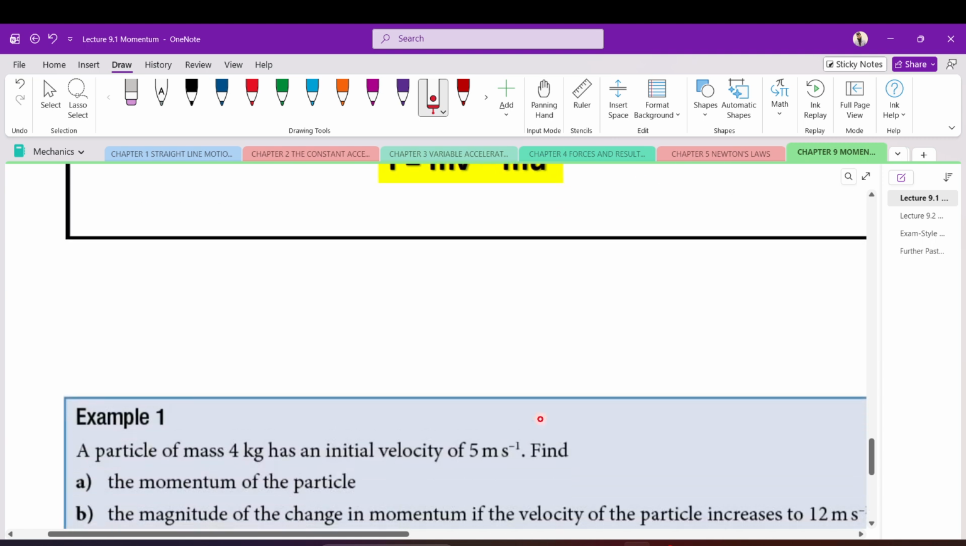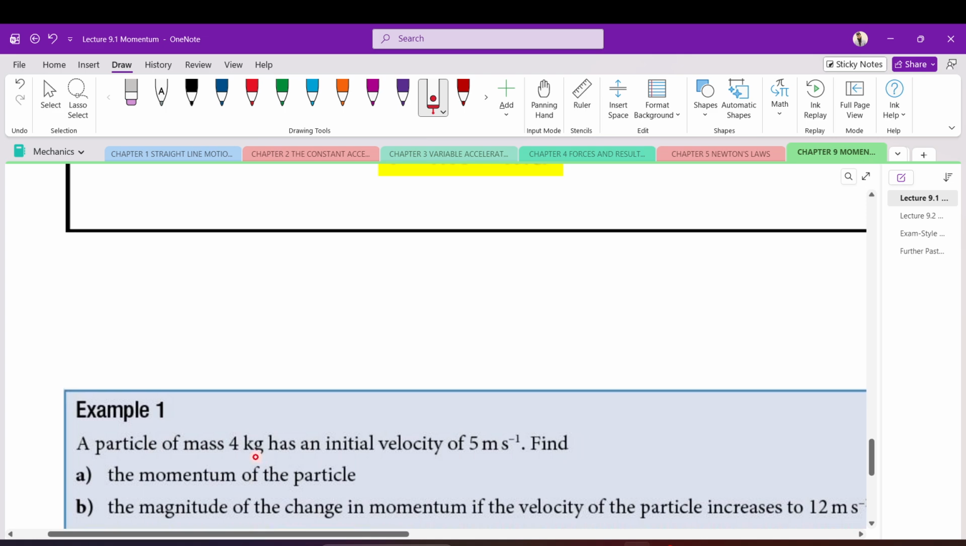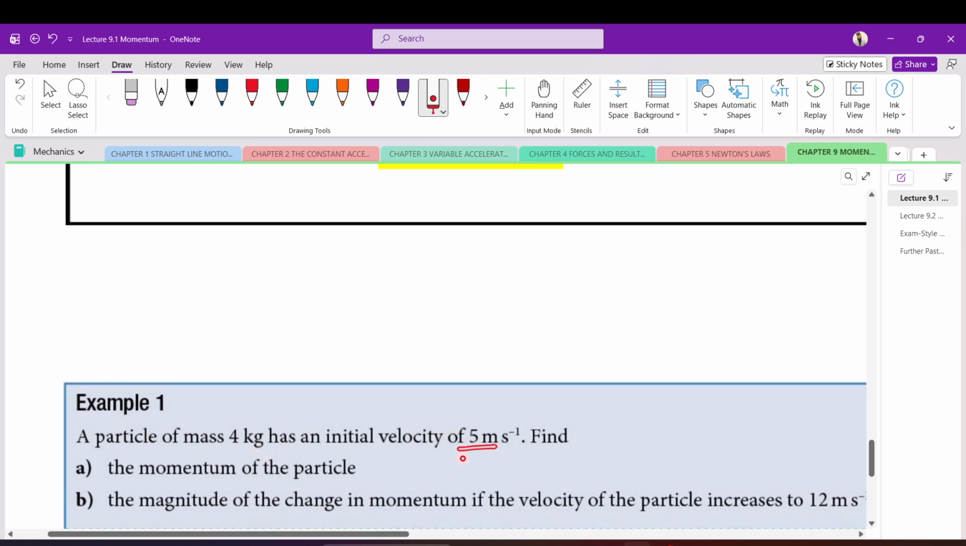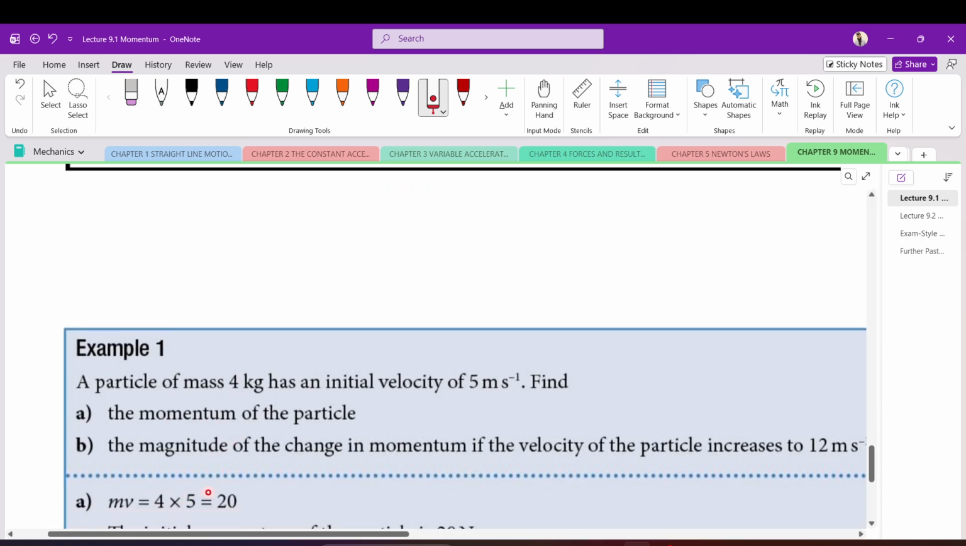All right, so let's take a look at example 1. A particle of mass 4 kg has an initial velocity of 5 meters per second. Find the momentum of the particle. We know that momentum is equal to mass times velocity. So when the mass has this velocity at that particular instant, the momentum equals 4 times 5, which is 20 Newton seconds.